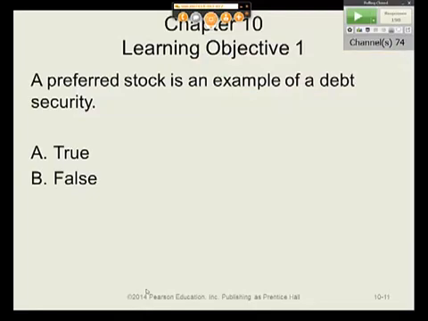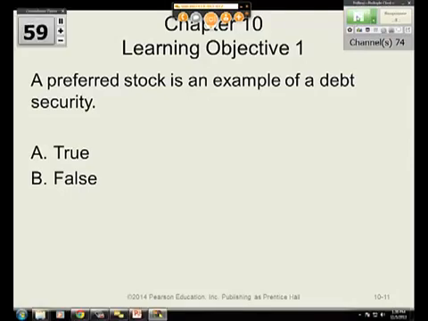All right, so here's the first one. A preferred stock is an example of a debt security. True or false, and then we're going to explain it. I'll explain it.